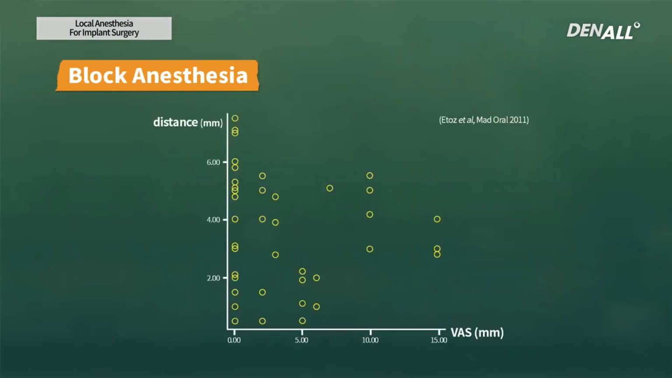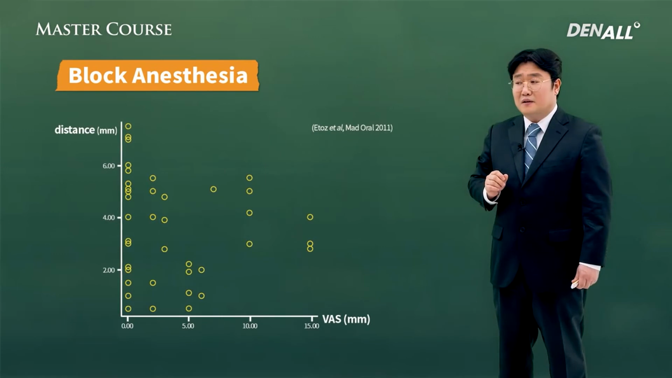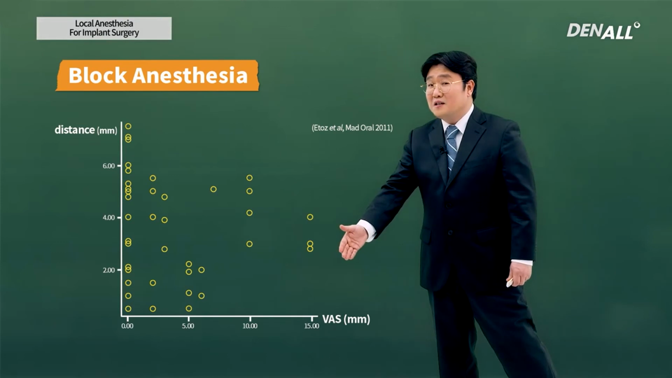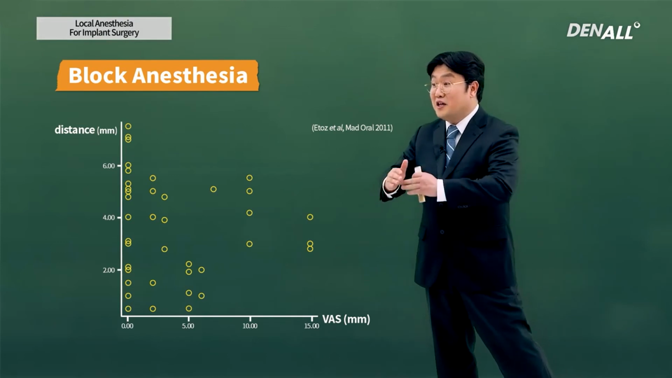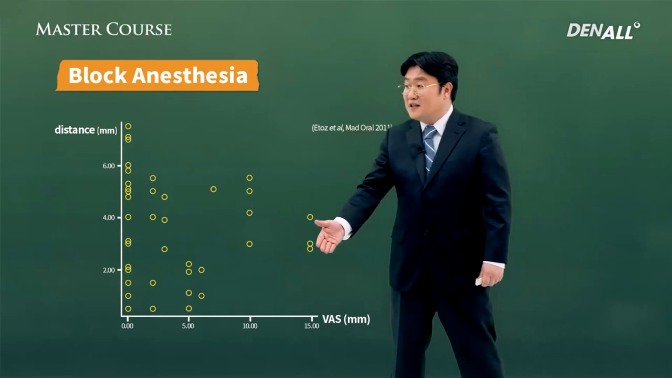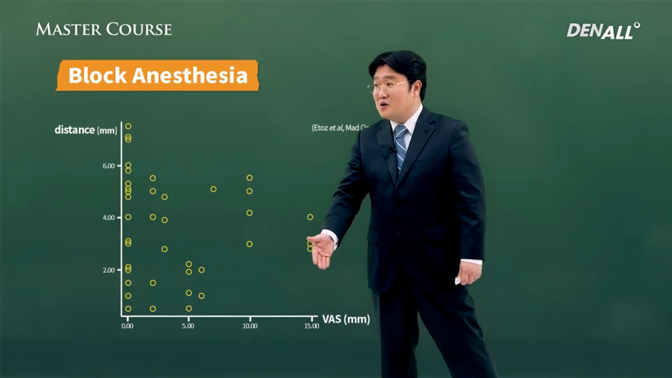Look here, visual analog scale. When VAS is 0, what happens? The distance 2, 4, 6. So the patient didn't feel anything regardless of the distance. When the distance was very short, with the infiltration anesthesia only, the patient could feel everything. One more thing, even though the distance is very far, the distance between the mandibular canal and the tip of the needle, the patient felt 15 on the visual analog scale. What is the distance? The distance is quite large.